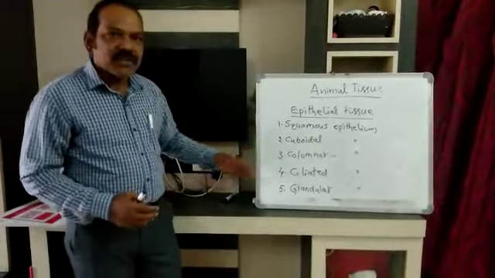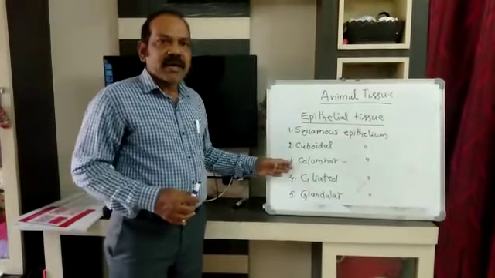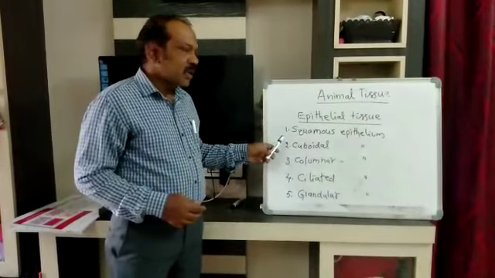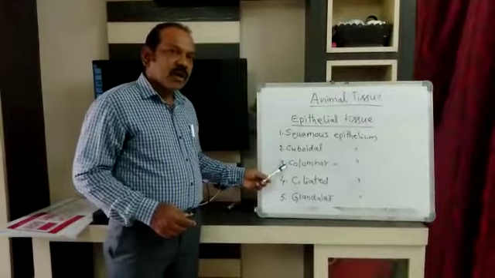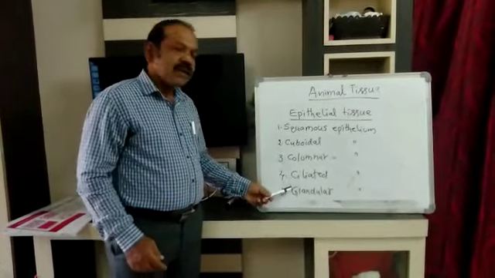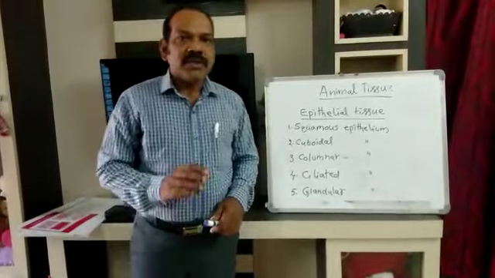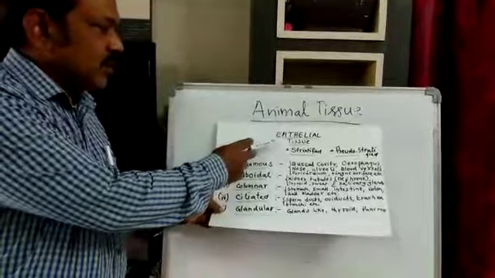So this classification is mainly based on the shape of the cells and also the function of that particular tissue. Based on these two qualities, epithelial tissue is classified into squamous epithelium, cuboidal epithelium, columnar epithelium, ciliated and glandular epithelium. Now, to have better clarity, I'd like to show you a chart. So this chart shows the classification of epithelial tissue.